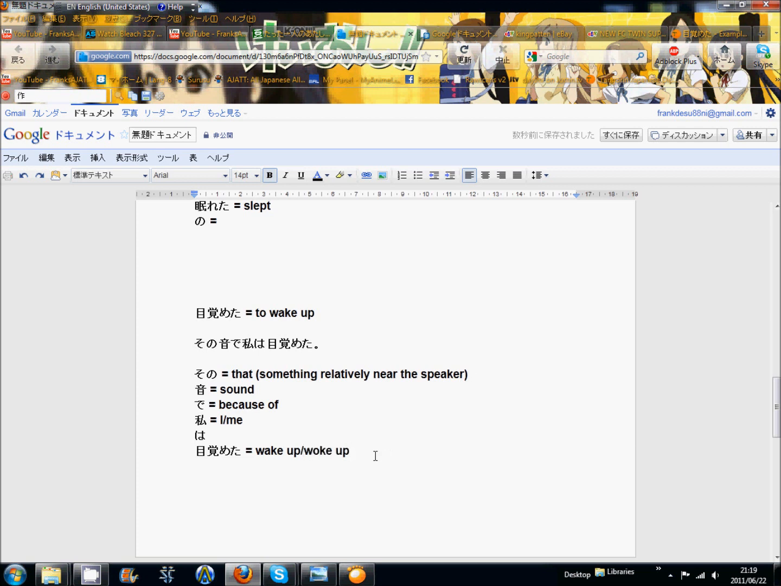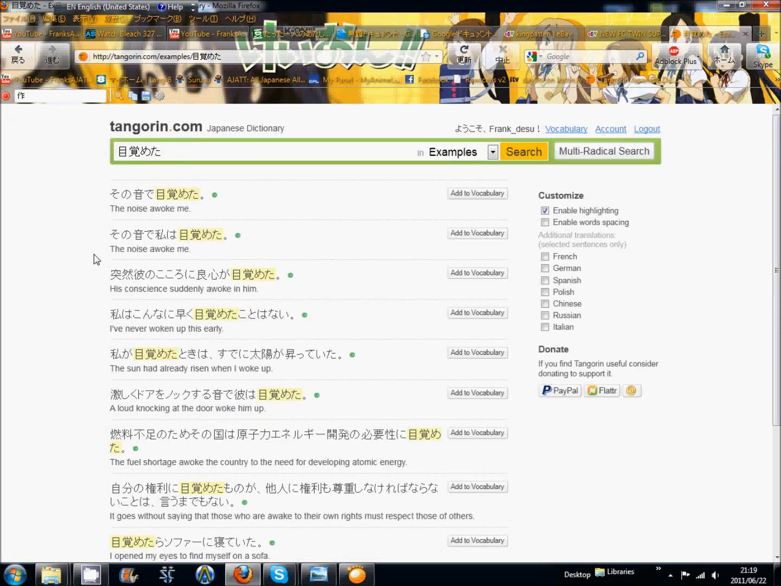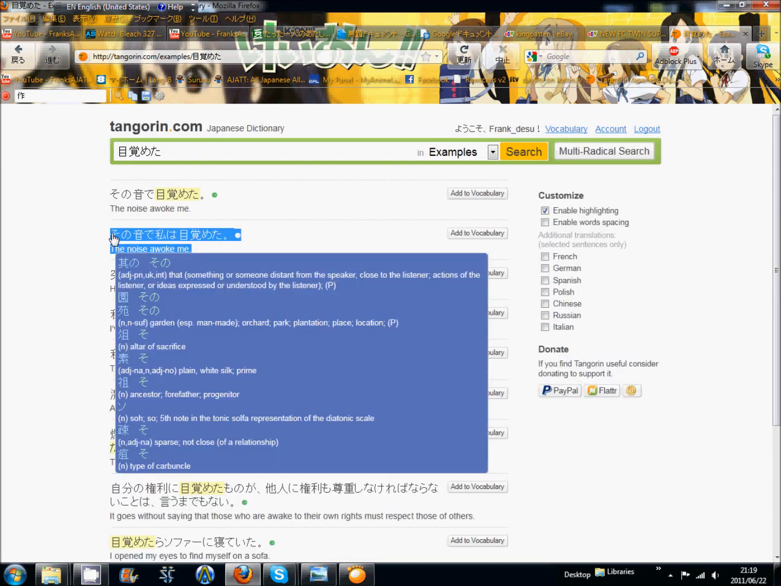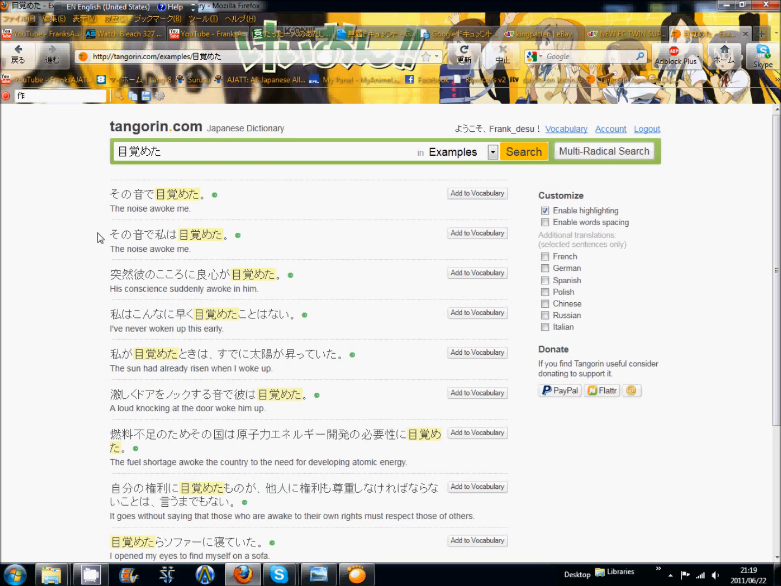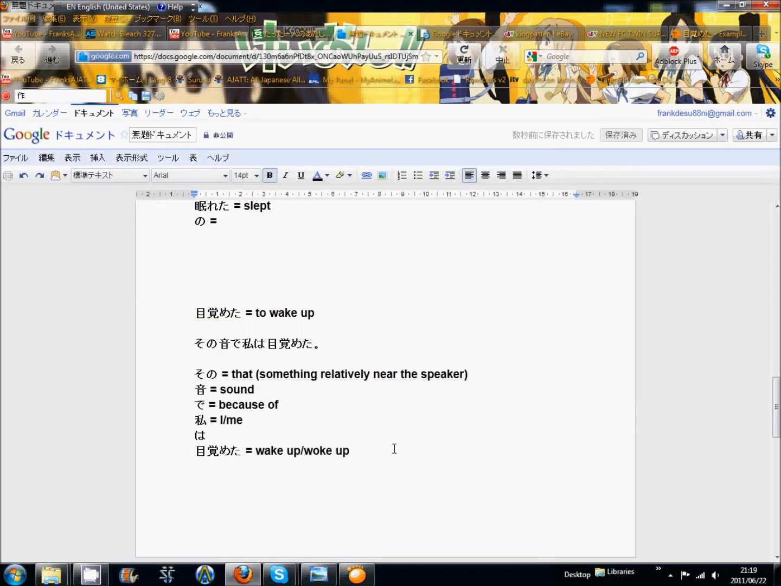Good stuff. All right, so let's review it. Sono oto de watashi wa mezameta. Because of that sound, I woke up. Okay, and actually, let's look at what their translation is. The noise awoke me? Alright, well, they're just being very simple. I'm being very specific. Maybe if you were a translator in a manga or something, that's how you would translate it. But I want you guys to understand everything as much as possible, so I will be very specific.